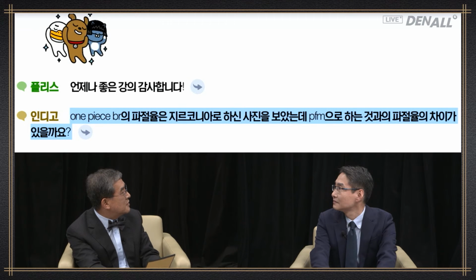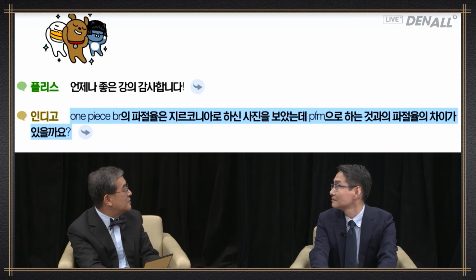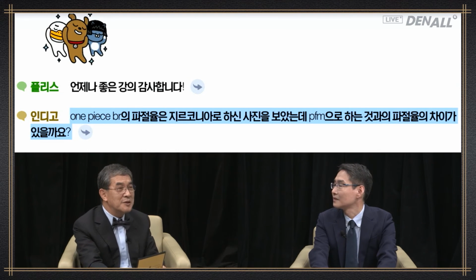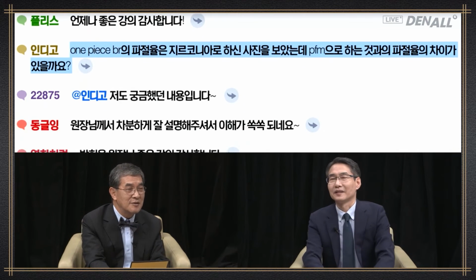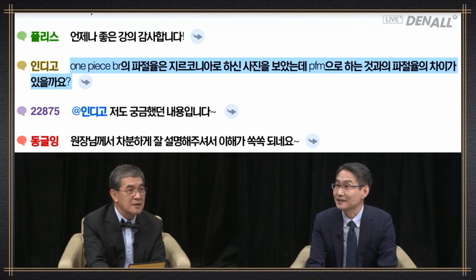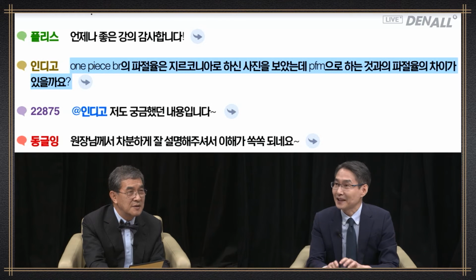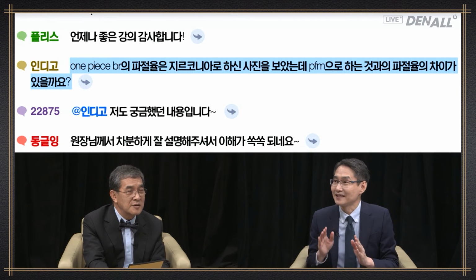Regarding fracture rate of one-piece bridge, I've seen you do it using zirconia. Is there a difference in fracture rate compared with PFM? Is PFM good? These days, I have my own lab in the dental clinic and I provide all zirconia restorations. I don't think I'll be able to go back to PFM because there are so many advantages. Yes, PFM does have its own advantages. The metal frame of PFM rarely fractures.